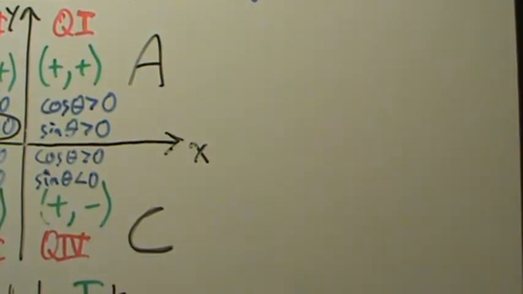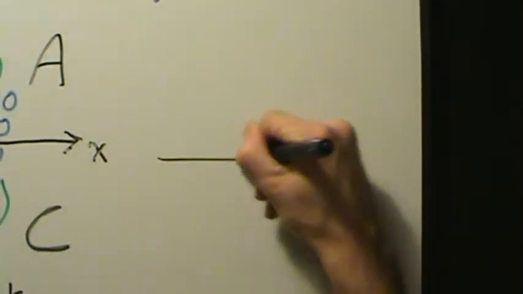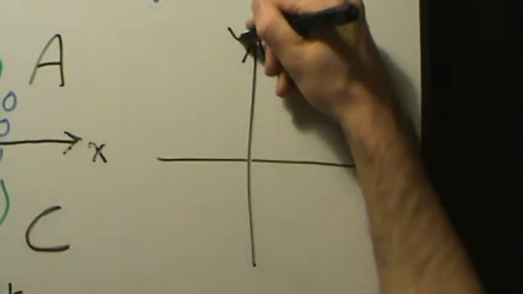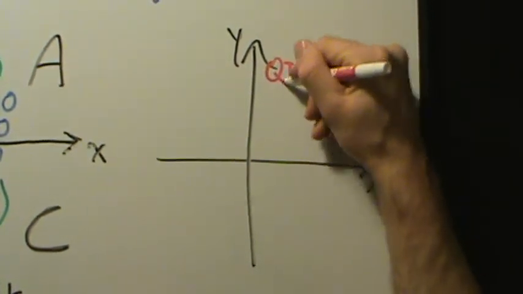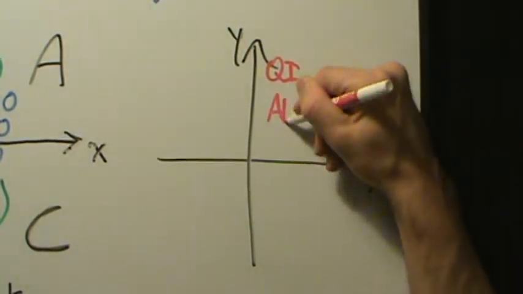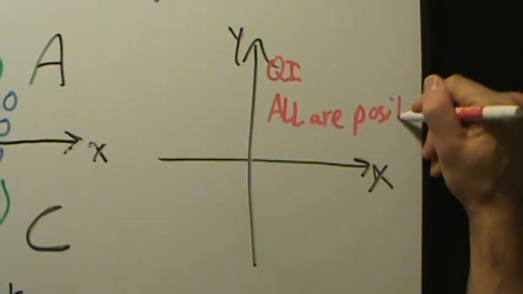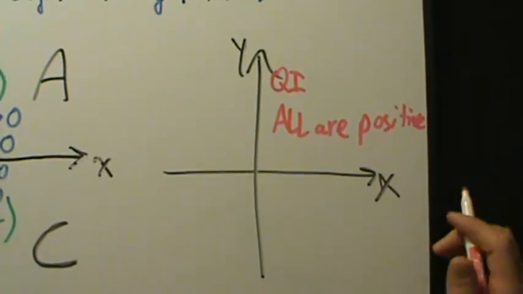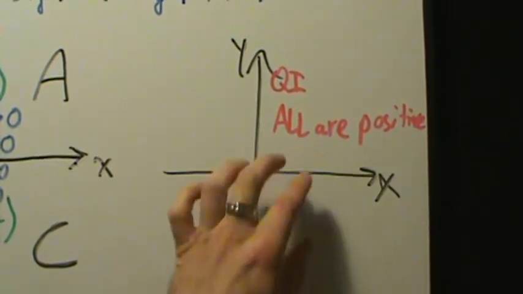Okay, so if we want to fill in, let's come over here and just make a separate one. So x-axis, y-axis. Okay, so in quadrant 1, what's positive? All are positive. Okay. In other words, all trig functions are positive. So sine of theta, cosine of theta, tangent, cosecant, secant, and cotangent, they're all positive in quadrant 1.